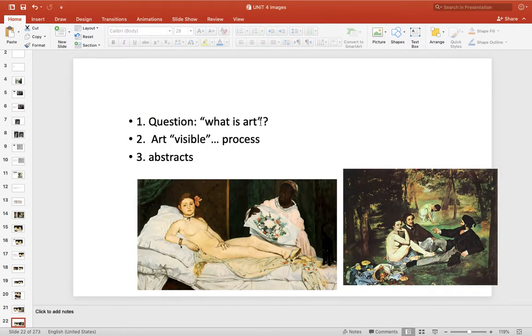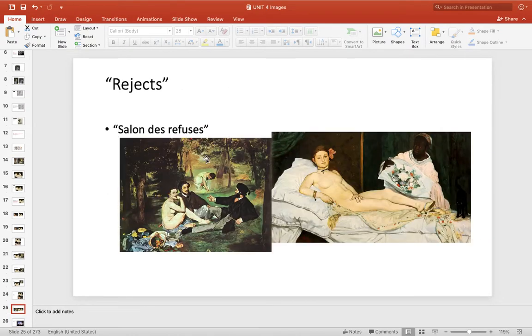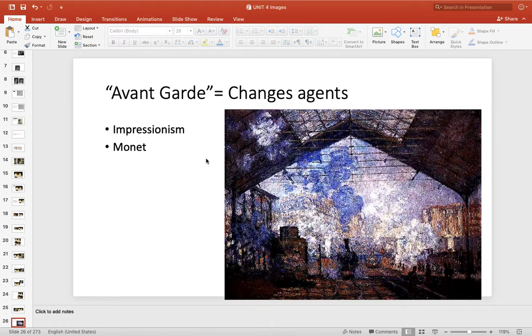And new art is philosophical. It asks questions. It's also visible. You can see the paintbrush, and it uses abstraction. But it's part of the great tradition of Western art. Okay, it gets rejected from the salon. All right, after this, we're going to get to the avant-garde. Things are going to change a lot quickly.